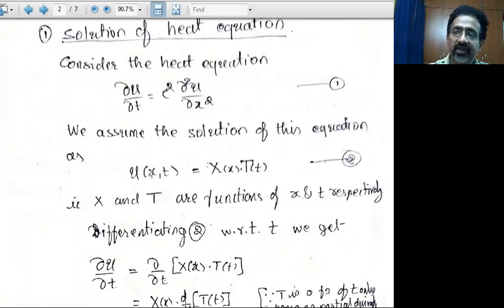Similarly, I heat the material and if I keep it just like that, then what happens? Heat dissipates.